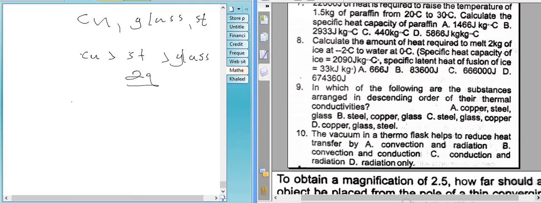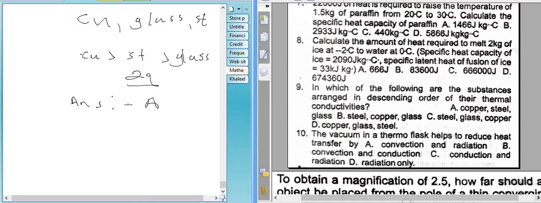So question 9, the correct option is A. Then number 10, the vacuum in a thermos flask helps to reduce heat transfer by A. Convection and radiation, B. Convection and conduction, C. Conduction and radiation, and D. Radiation only. So the correct option is option B, which is convection and conduction.